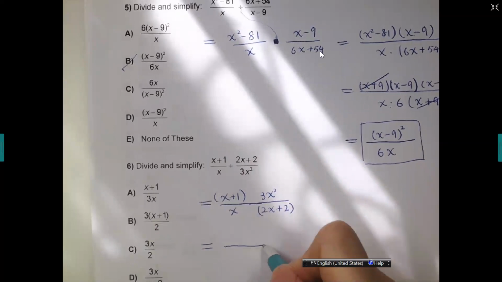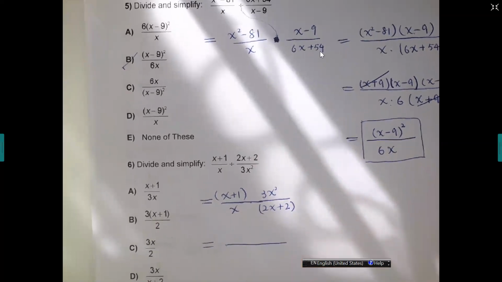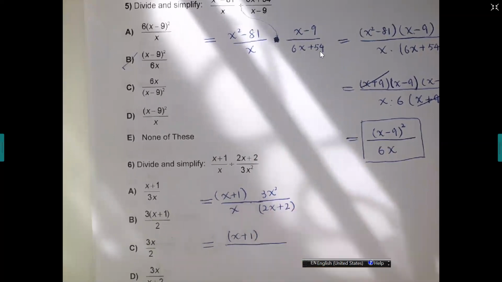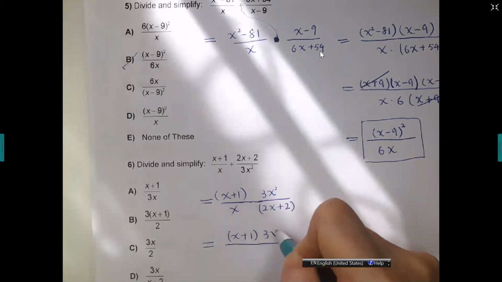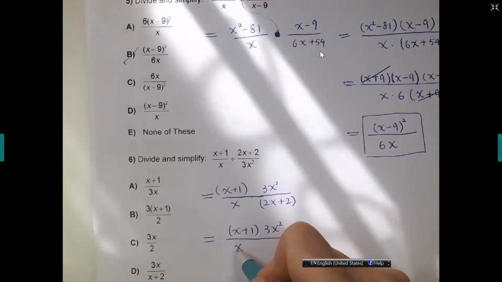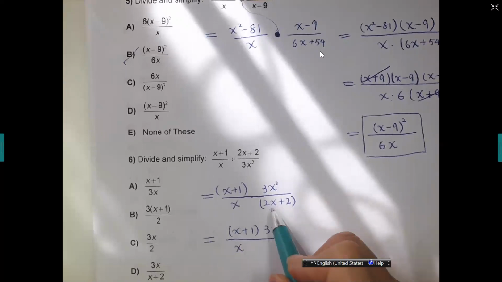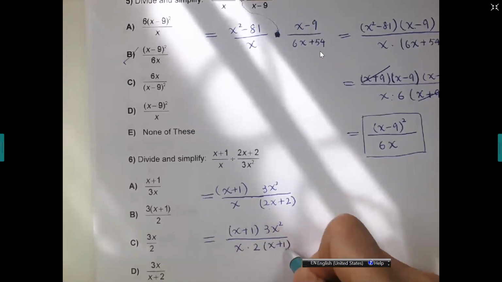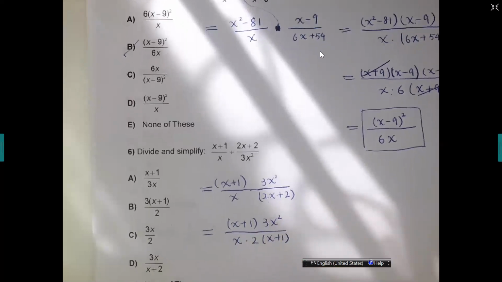Then we are going to factor now. Can we factor x plus 1? No, we cannot. Can we factor 3x squared? No, this is factored already. We have x here times the last parenthesis, 2x plus 2. Can we factor this one? The answer is yes. We can factor 2 out, and we have x plus 1 left in the parentheses.